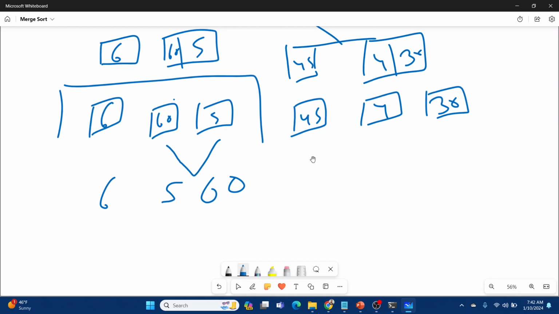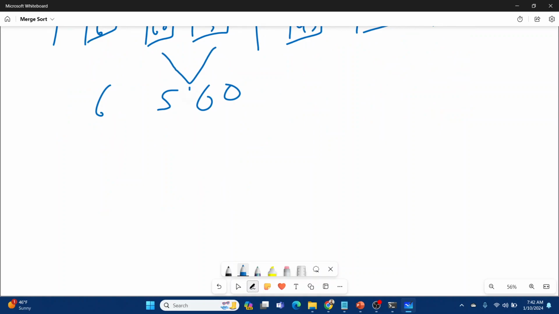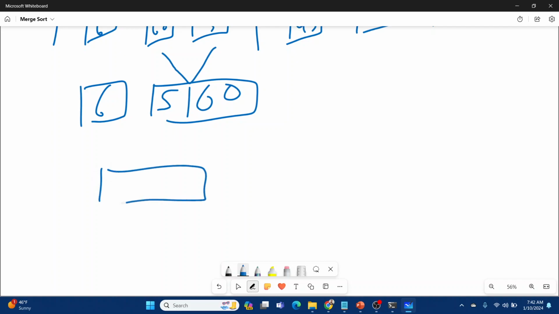Now we'll again try to merge them back together. So we check, okay, 6 is greater than 5. Yes, it is greater than 5. So in a new array, 5 will come first, so 5 will be here. Now 6 will be checked with 60 also, to see which is greater and smaller. The moment we realize 6 is smaller, we will put 6 over here, then 60 will come automatically over here.